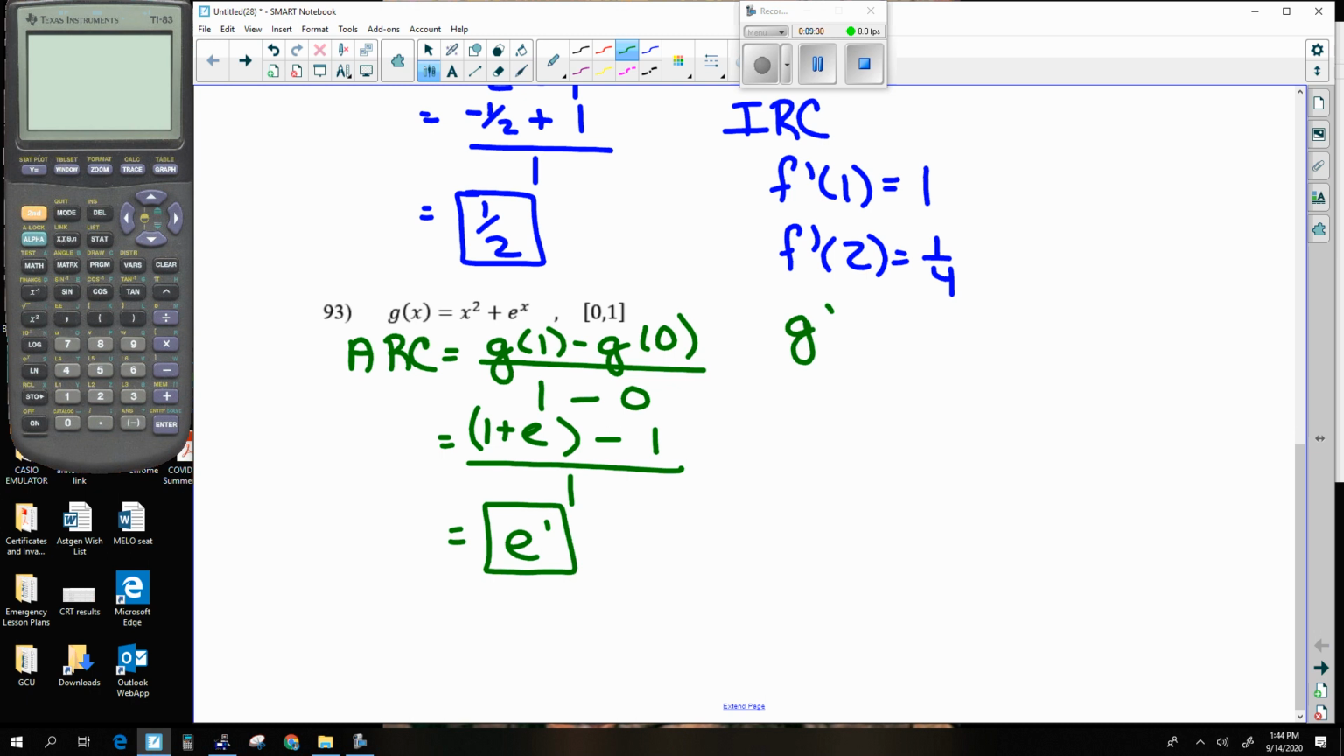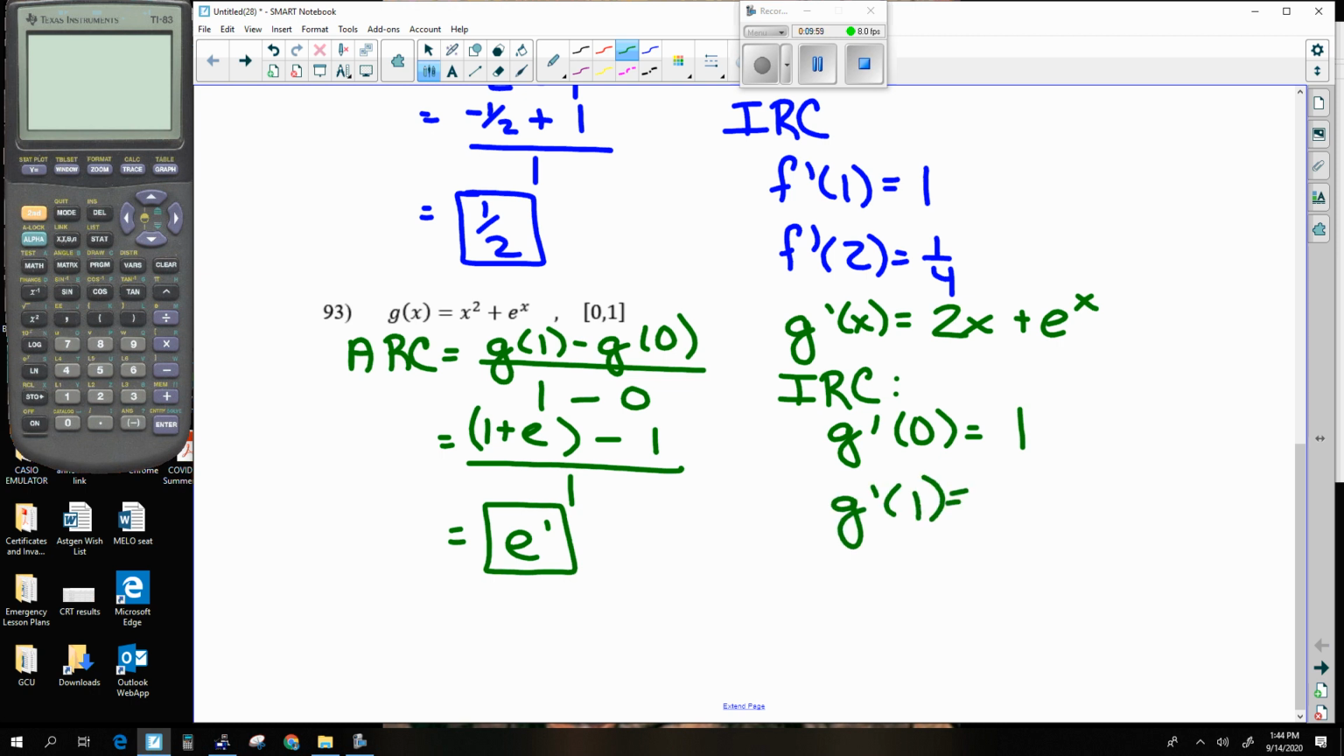The g prime, in essence, leads us to the instantaneous rates of change. So the instantaneous rate of change would be g prime at the endpoints. So g prime of 0, which is 0 plus e to the 0, which is 1, and then g prime of 1, which is 2 plus e to the third power.